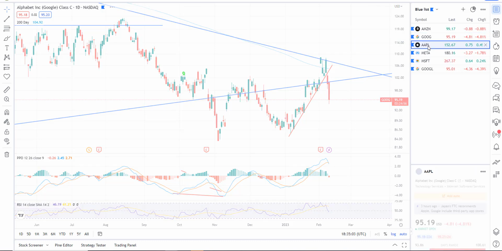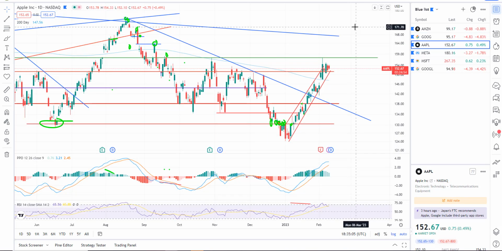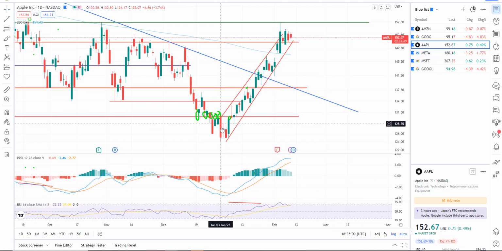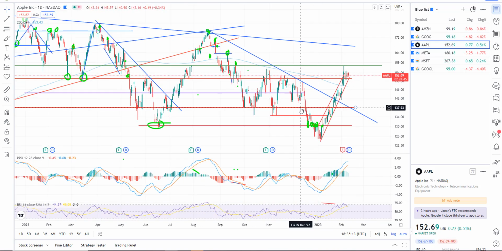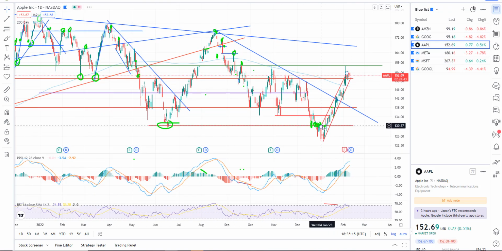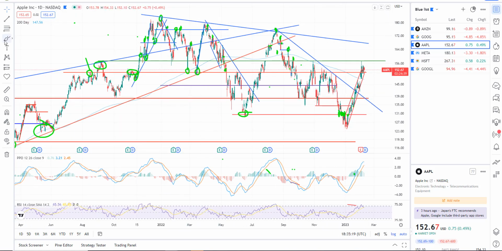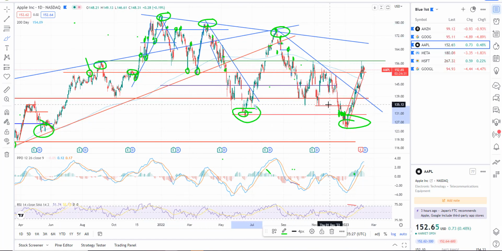So what I'd really want to watch, especially, is Apple. Apple is the largest stock in the S&P 500. It is in a bull trend right now, just a short-term bull trend. I do think this is a bear market rally, and I still believe that. As you can see, Apple is making a series of lower highs and lower lows. So we're in a downtrend.